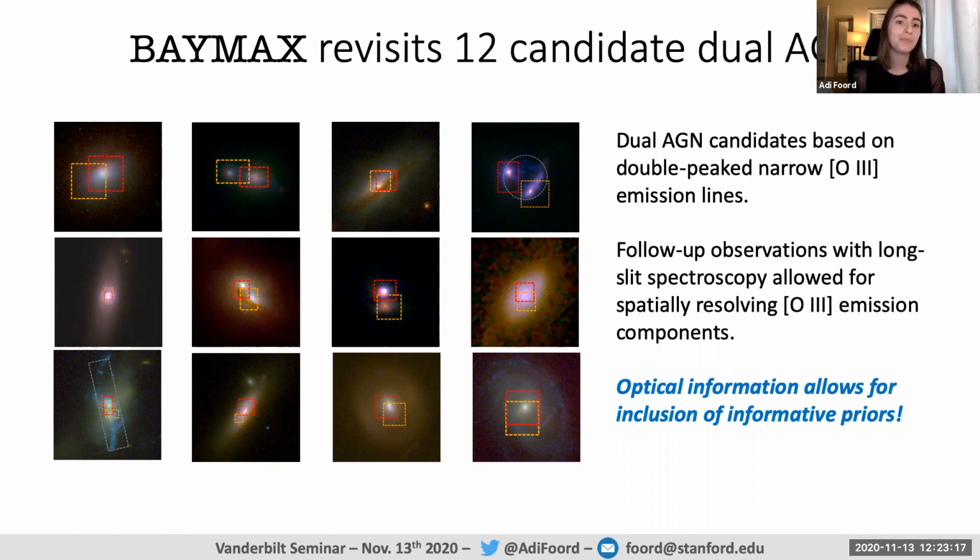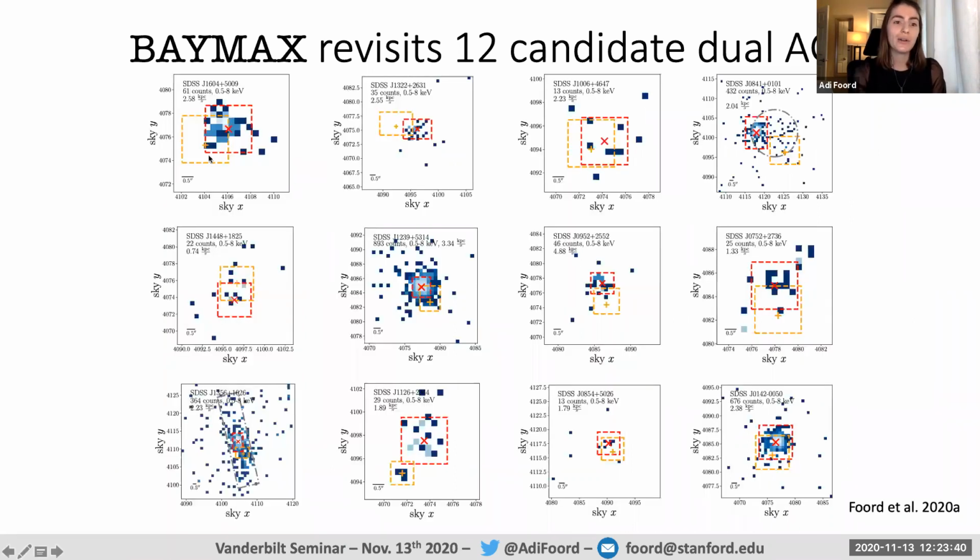So here I'm showing you the optical images of these 12 candidate dual AGN. And in the red and orange boxes, I'm showing the location of our informative priors. And that was based on where that O3 emission was found to spatially reside. So each of these systems received follow-up Chandra observations, which I'm now showing you. And once again, in the red and orange boxes, I'm showing the locations of our informative priors for a primary and secondary X-ray point source. And I will also add that we ran BAYMAX on all of these systems using non-informative priors. And so in that case, the primary and secondary were allowed to be anywhere within the fields of view that you see for the observation.